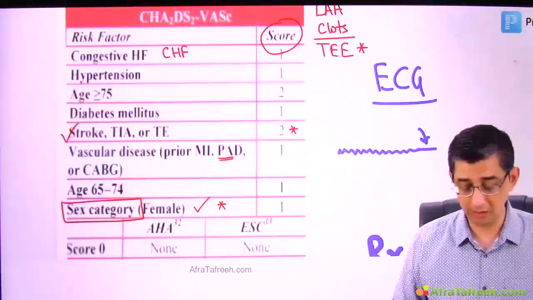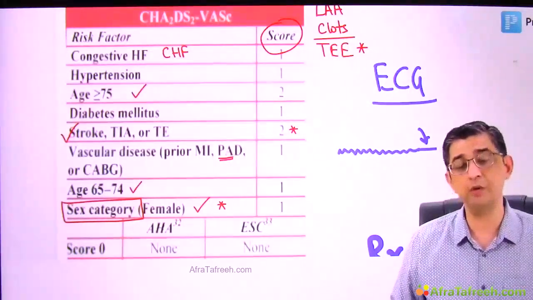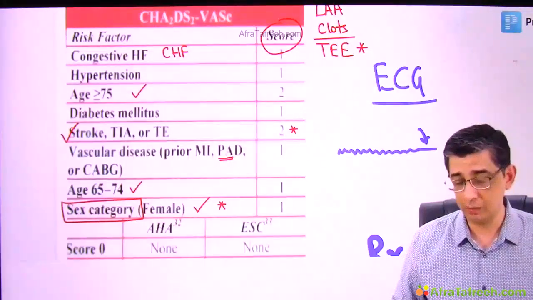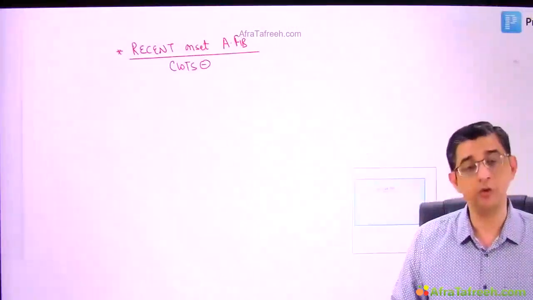And you will also notice that age is coming 2 times here. Age more than 75, 65 to 74. Different marks have been given. So this scoring pattern is again used to decide the need for anticoagulation. I'll just put the theory component here.